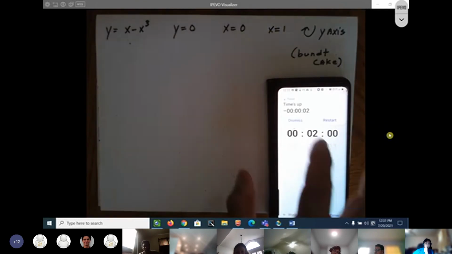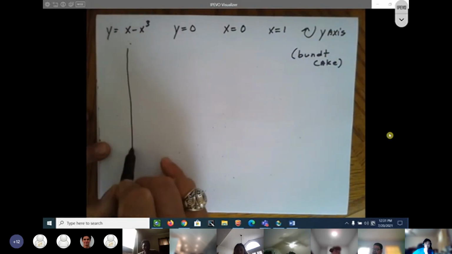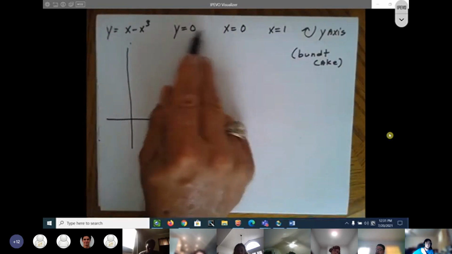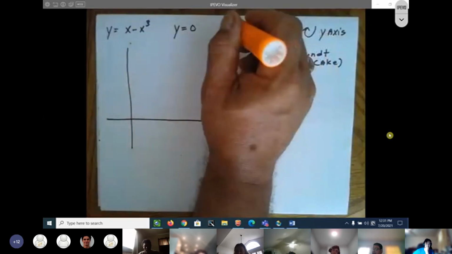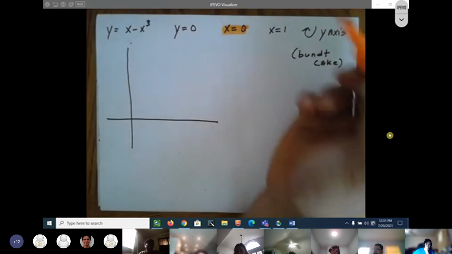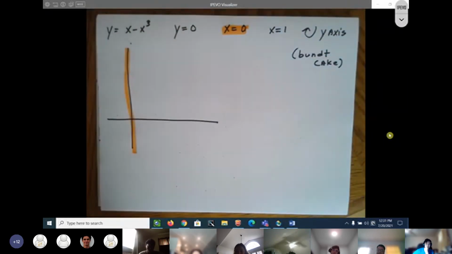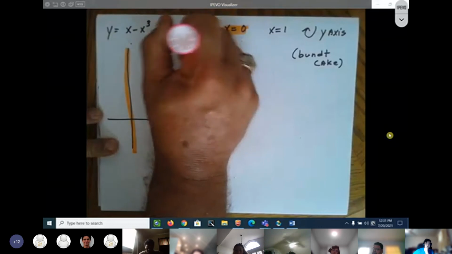Okay, so let's see what it looks like. It's basically in the first quadrant. Why is it in the first quadrant? Because of these two right here. X is equal to 0, that's the y-axis. Y is equal to 0 is the x-axis. So that means first quadrant.